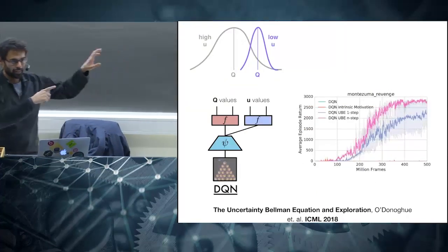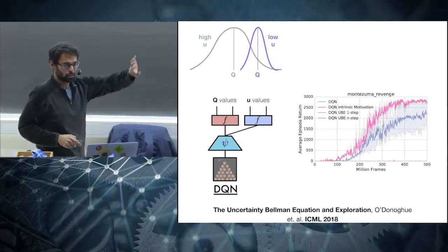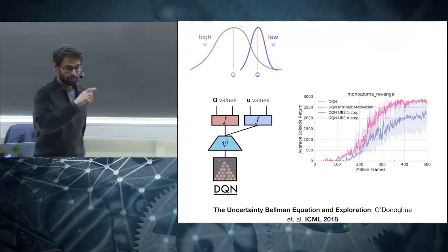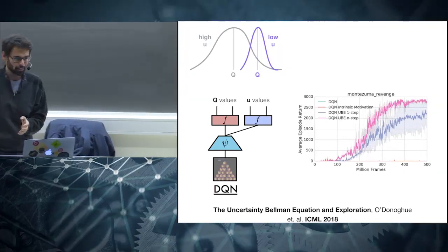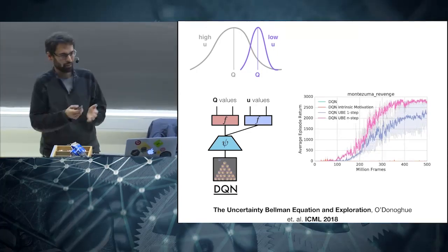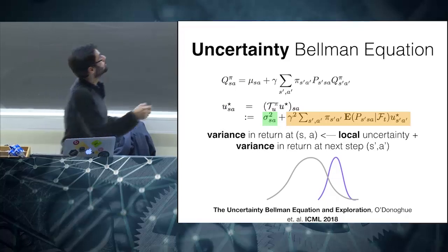And this is a different kind of spread or uncertainty compared to the distributional RL setup. This is modeling the statistical uncertainty. The more samples you get from the environment, the smaller the uncertainty gets.